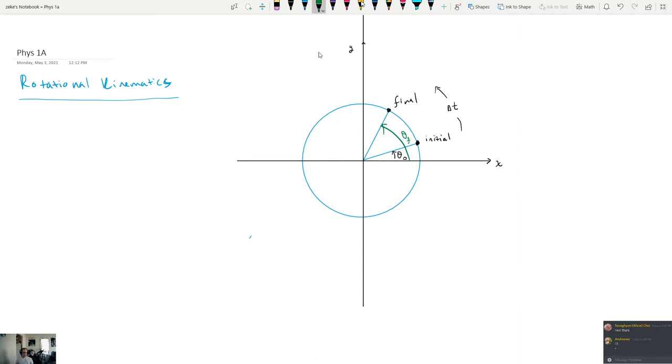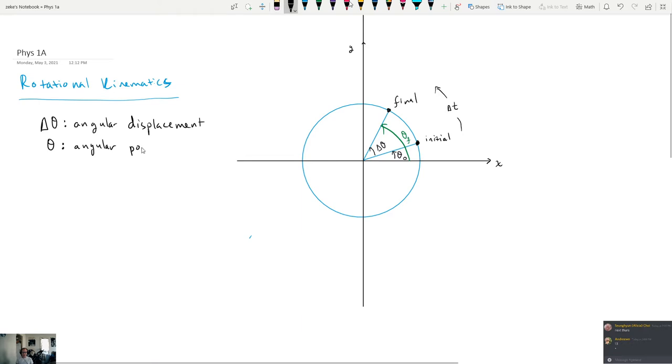And then the change in the angle will be in between. From here to here, we're going to call that delta theta. I'll define the change in the angle as the angular displacement, and it can be measured in radians, revolutions, or degrees, though it's usually going to be measured in radians or revolutions. That tells you how far something has rotated. The angle theta itself, like theta initial or theta final, is basically just the angular position. It's the position of where the object is, but measured relative to how far it's rotated.